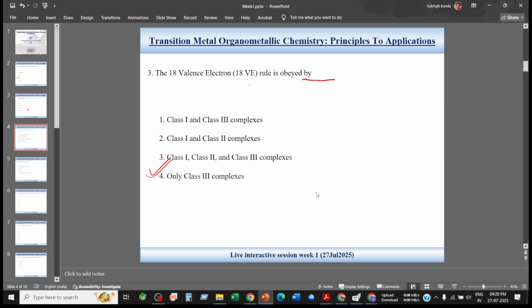For the class 2 complexes, the valence electron can be any number, but it should be less than 18. And the class 3 complexes only obey the 18 electron rule. So there are three classes: class 1, class 2 and class 3. Now option 4 says that the 18 electron rule is obeyed by.